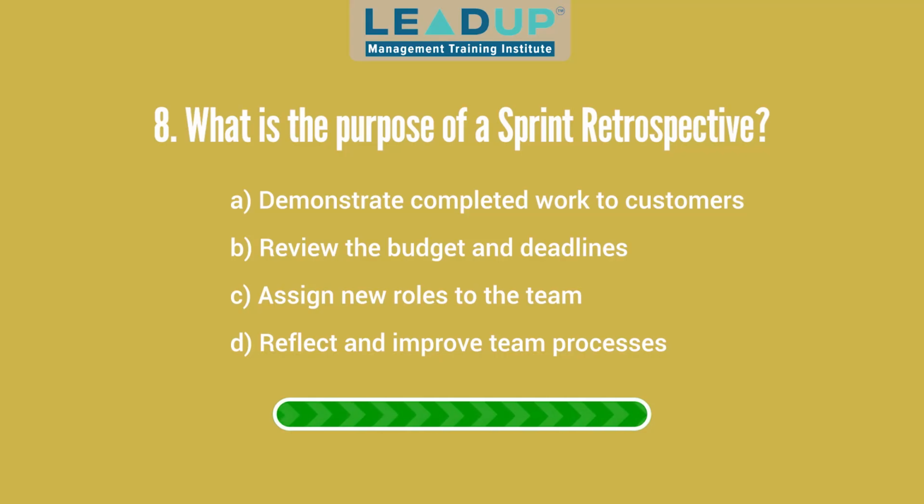Question 8. What is the purpose of a sprint retrospective? A. Demonstrate completed work to customers. B. Review the budget and deadlines. C. Assign new roles to the team. And D. Reflect and improve team processes. Answer: reflect and improve team processes.